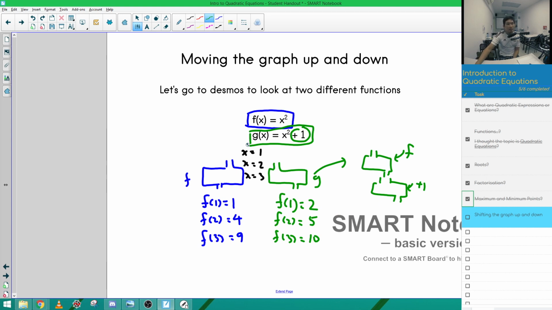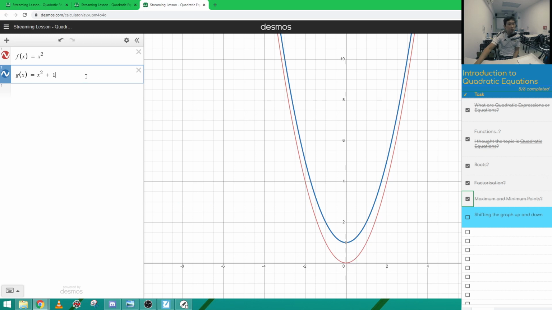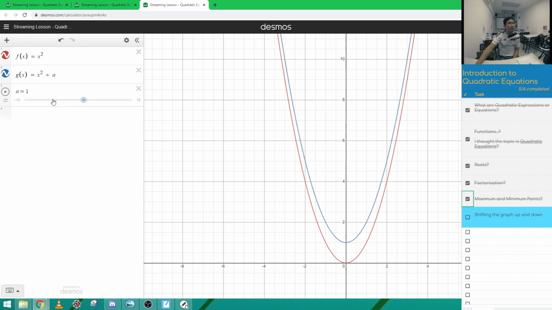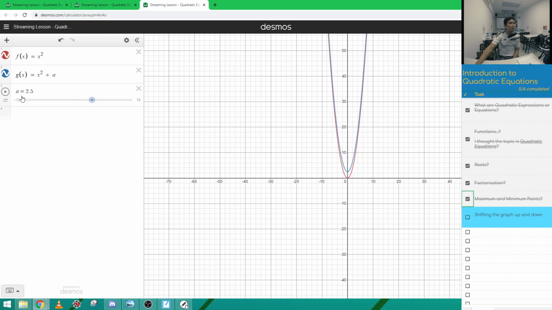In fact, you don't have to limit yourself to just +1. You can look at all sorts of values. Let's change x squared plus 1 into x squared plus a. And then you add a slider for a, and you can see that, let me zoom this out, you can look at how the graph is being shifted up or down, depending on what a is.